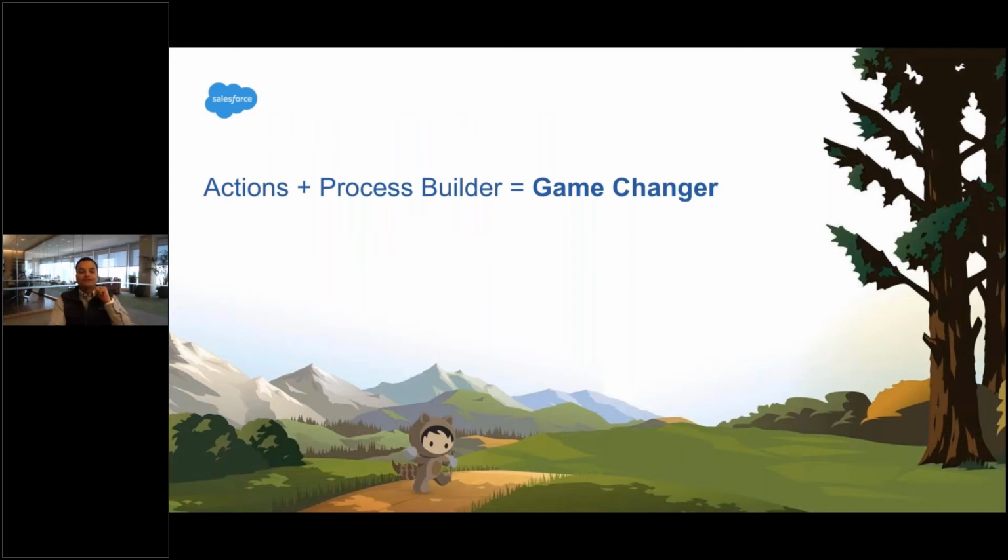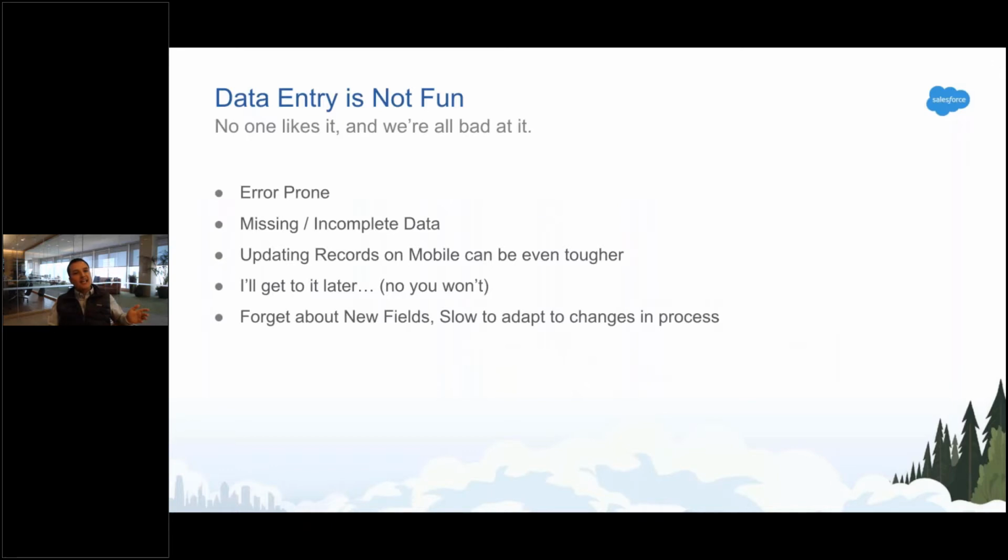This is a game changer. So I think people put too much onus on the end users to update records, and they make it hard. So data entry is not easy. No one likes to do it, and we're not prone to doing it correctly. We miss records, we forget records, and if you make it hard to do, it's not like they're just going to do it later. They just won't do it. So it's all about making it easy and getting consistency with your data quality.